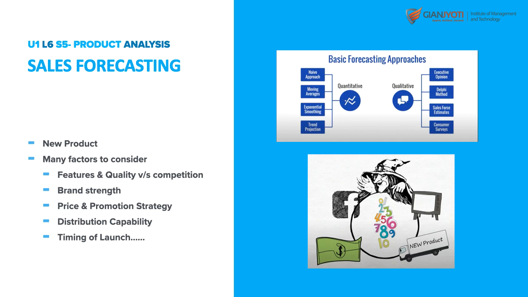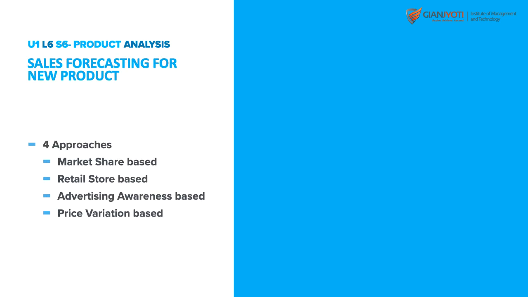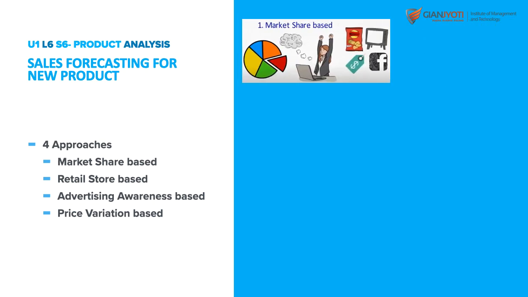These are two major factors which you consider, especially if I talk of FMCG or the retail sector. Now there are four approaches that we use if we want to do the forecasting for the new product. These four approaches are market share based, retail store based, advertising awareness based, and price variation based. Let us look one by one at each of the approaches.